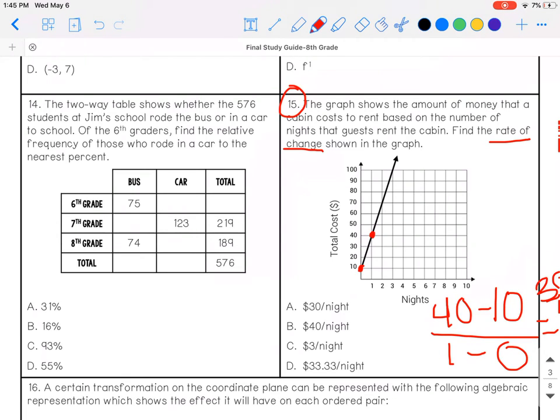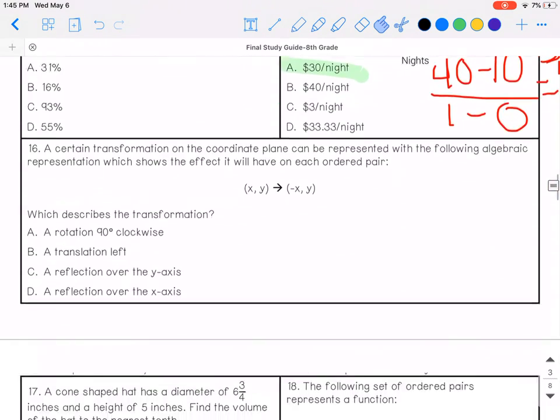So our answer for this is going to be A, $30 per night. Pretty straightforward. Just find those 2 points on the graph and make sure that you find the slope when it asks for rate of change. It basically means the same thing. Alright, so now that we have that, we could go ahead and move on to number 19.